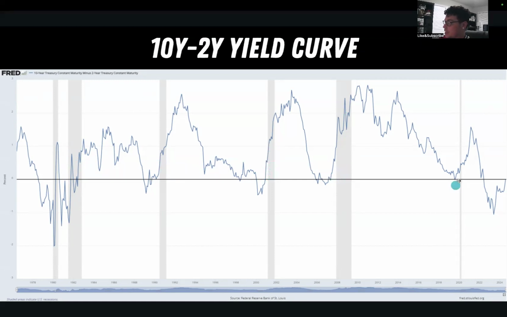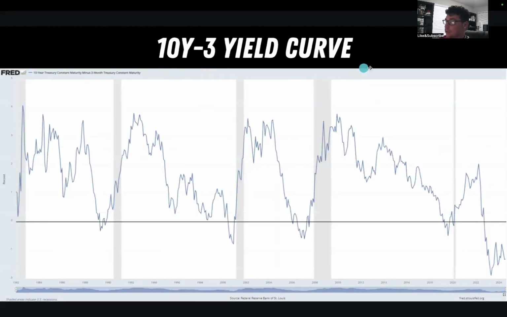Back above 0, recession. Here, we kind of went inverted. I wouldn't really count this too much. But again, recession afterwards. And here we are. Now, it's not an immediate thing. It doesn't mean that at the very exact moment that the yield curve is no longer inverted, that we're in the middle of a recession. But oftentimes you do see a recession follow afterwards.